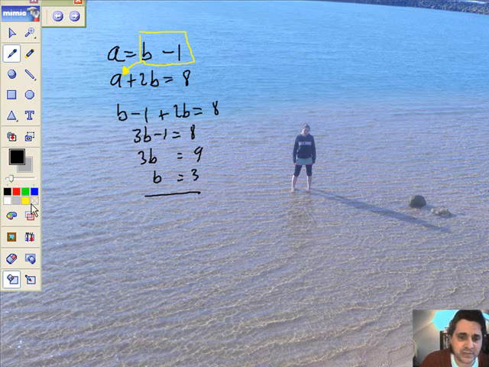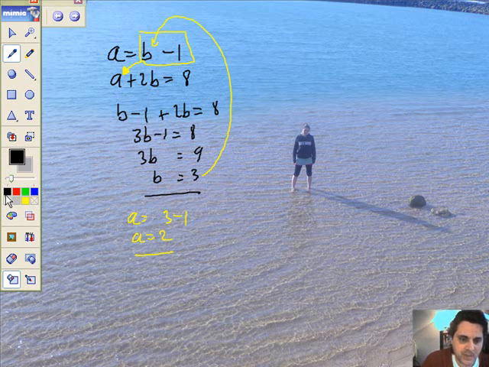Now all I have to do is substitute my b back into the b bit and work out the a. So here I go. a equals 3 minus 1, so a equals 2. I'm obviously on a roll here.